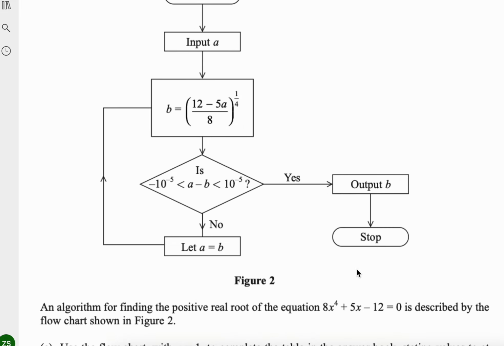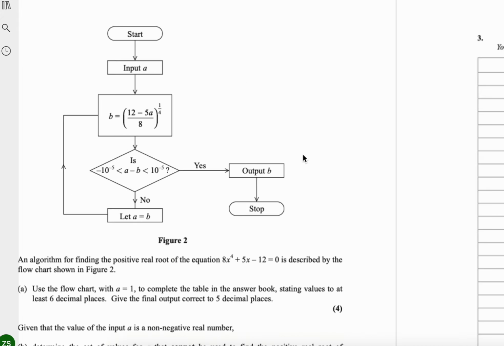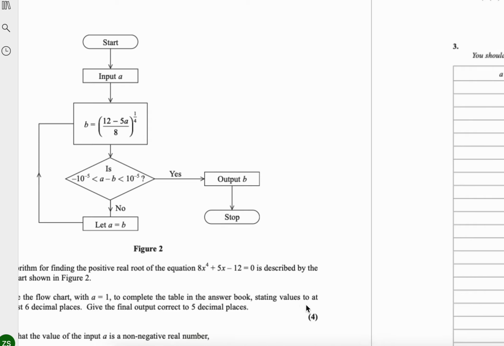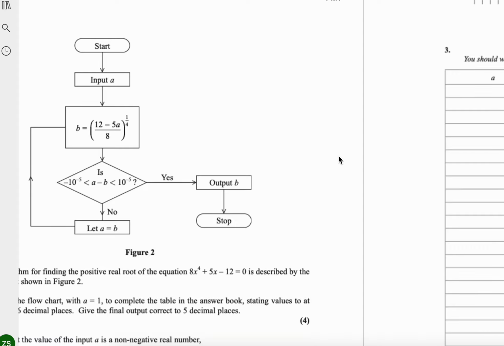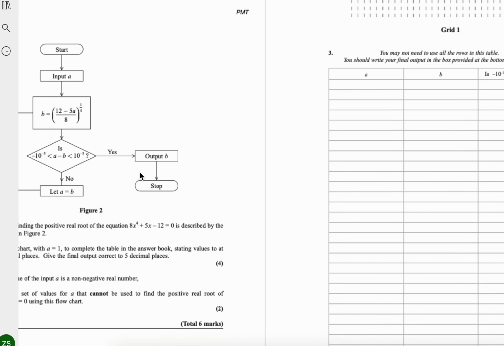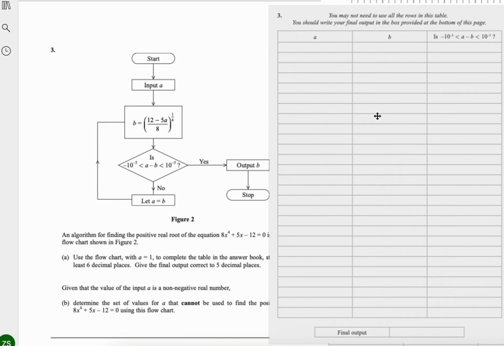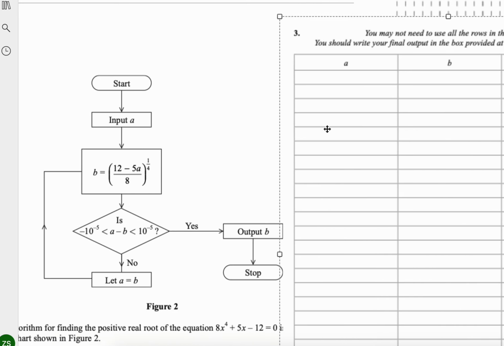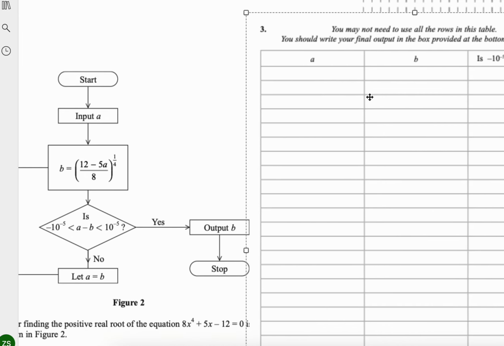Okay, algorithm. So we start, compute. This looks messy. Use the flowchart with A equals 1 to complete the table in the answer book. Work on values to 6 decimal places. I'm going to shrink this down a little bit so we can see both side by side. Let's move this over here, and move this over here. So, we start by inputting A. What's our A value? 1.